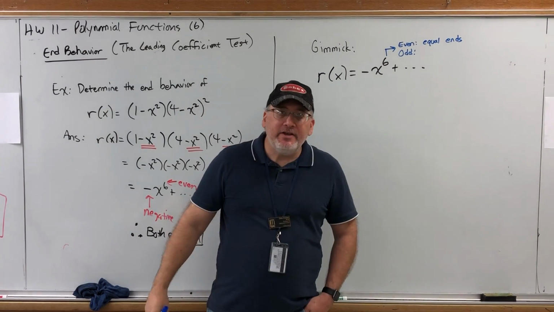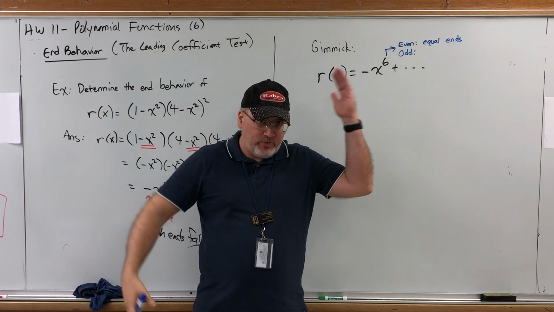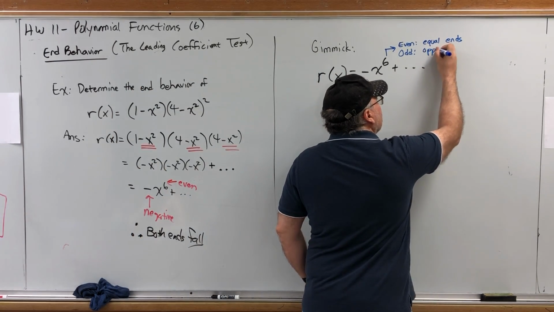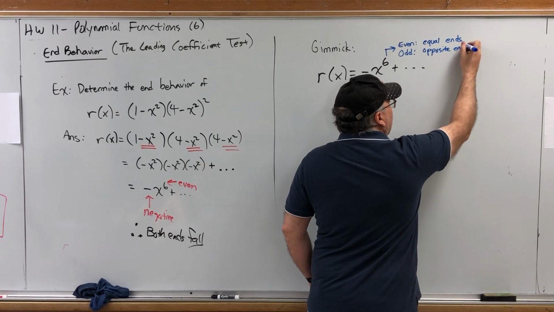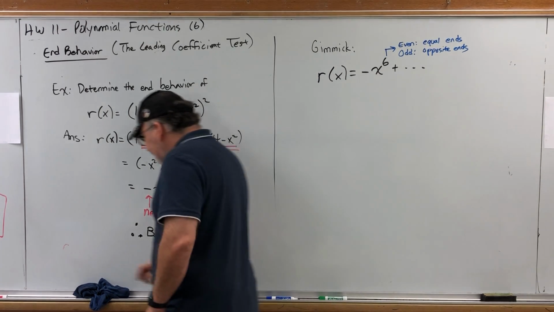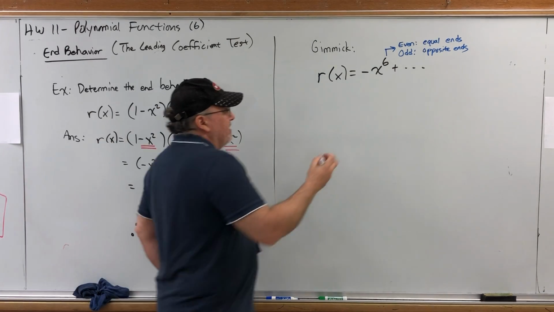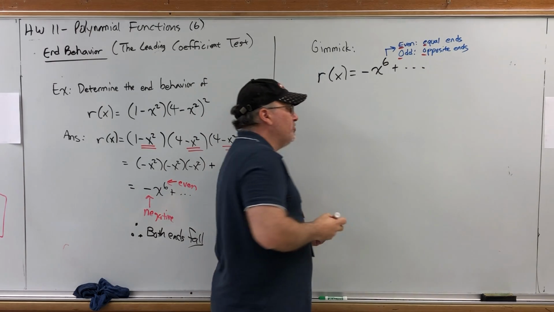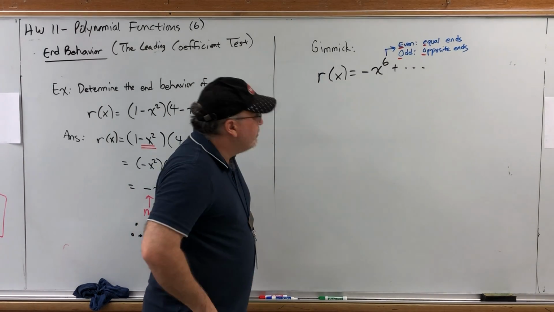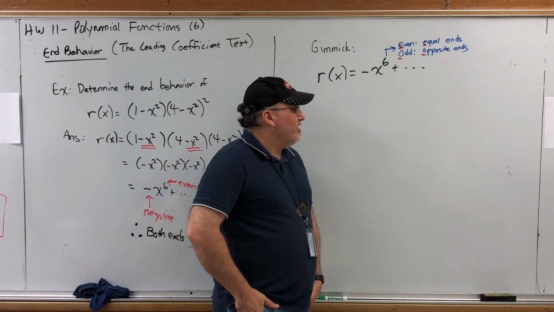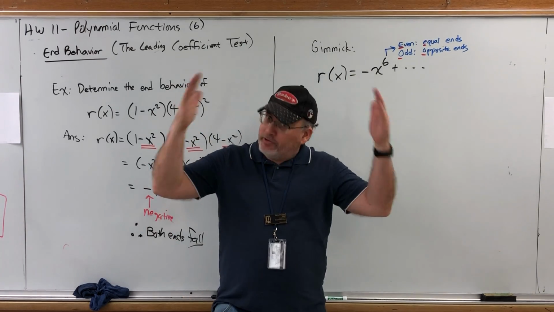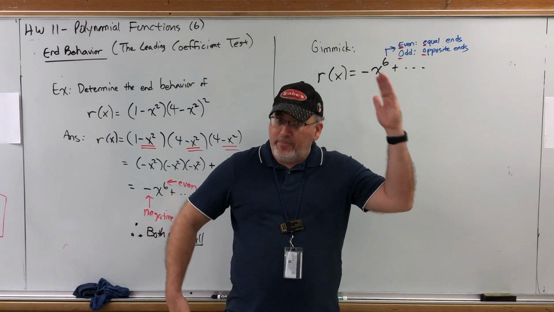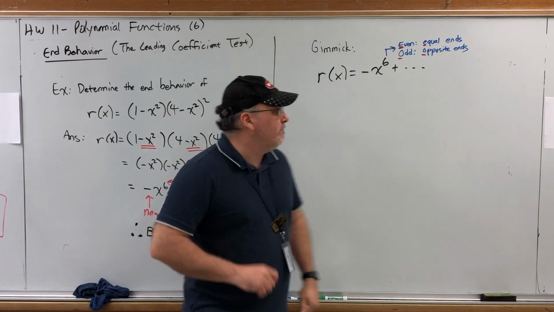However, if it's odd, then one rises and one falls. So the ends are opposite, and you have opposite ends. So the gimmick is, even means equal, both start with E. Odd means opposite, both start with O. So if the degree is even, the ends are equal, they both rise or they both fall. And if the degree is odd, the ends are opposite. One rises, one falls.